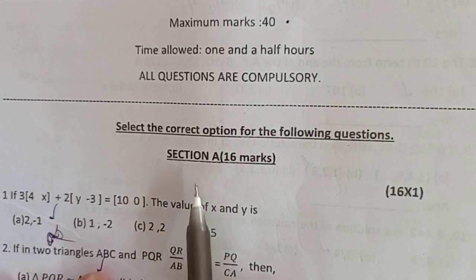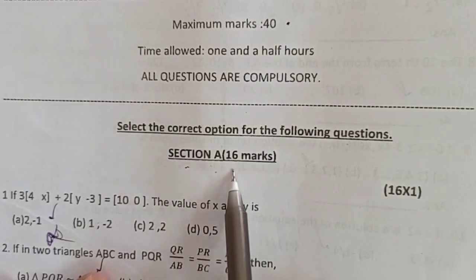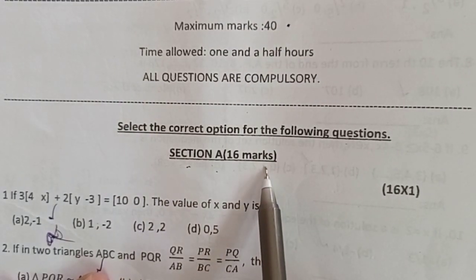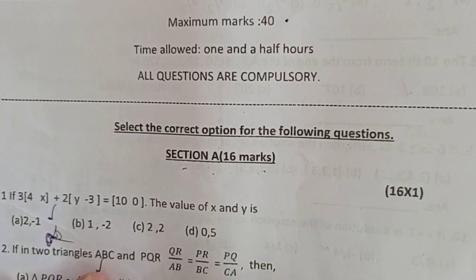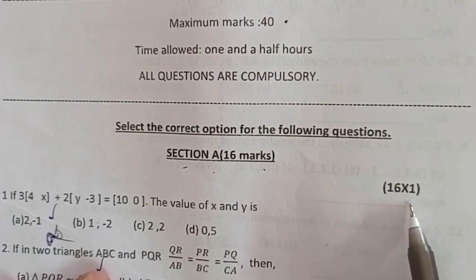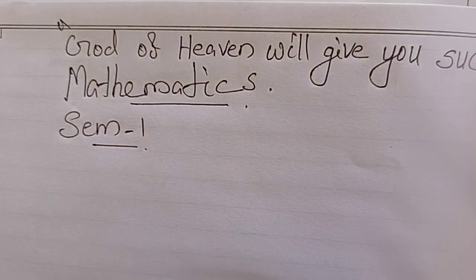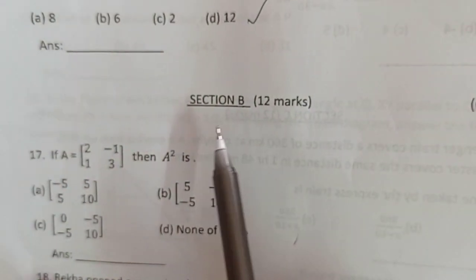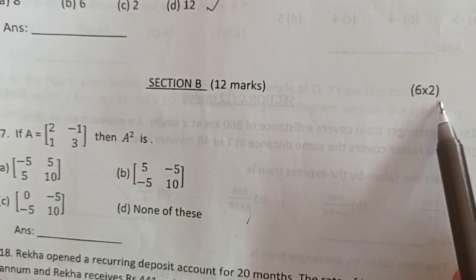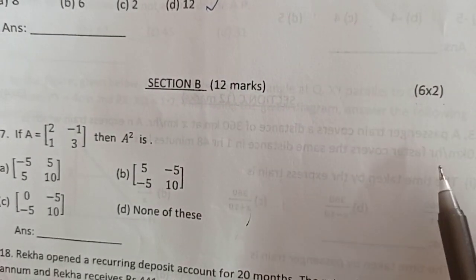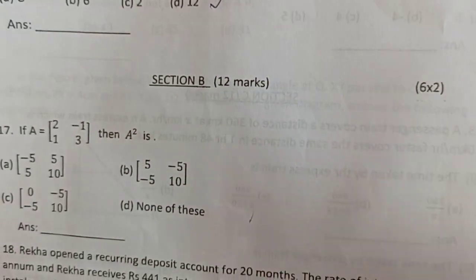One is section A, 16 marks. Look at the board. Section A, 16 marks, 1 mark each. 16 questions are there. But in section B, 12 marks are there, 6 questions are there, and 6 into 2, 12 marks. Each question carries 2 marks.